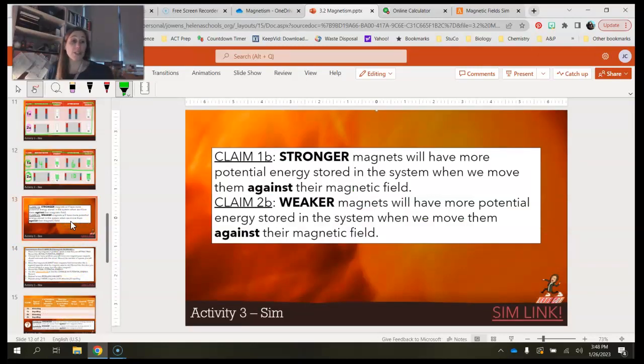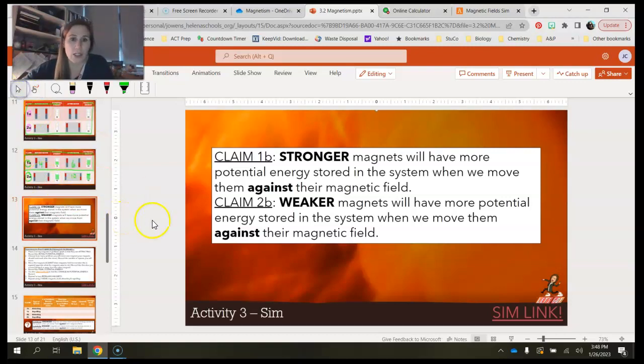All right, so moving on to a different claim, our other part of our learning target talked about strong versus weak magnets and which system's going to have more potential energy there. This seems to be a lot more simple than what you just looked at, so I think you will have a little bit easier time on this. I'm not going to help you quite as much on this one.